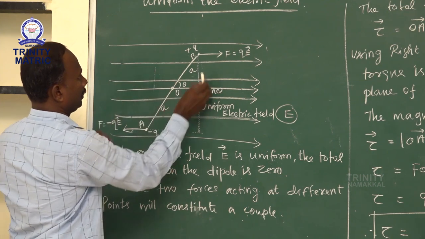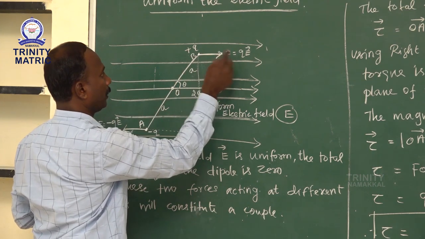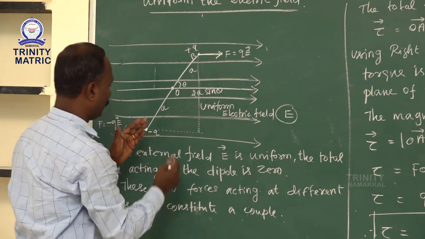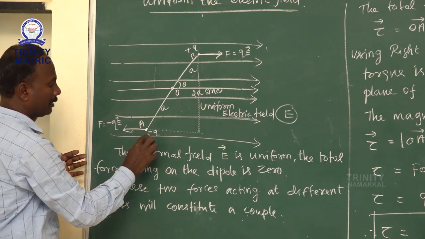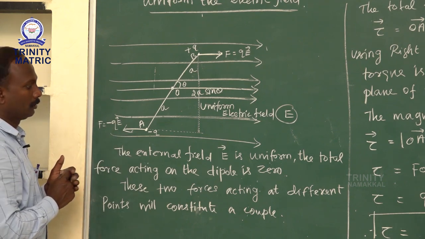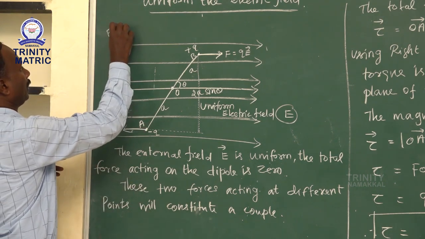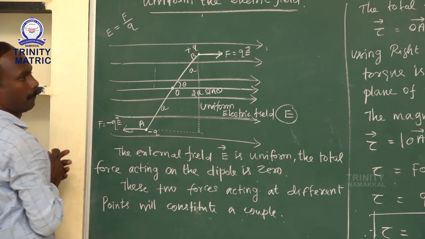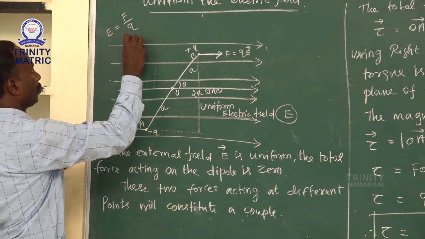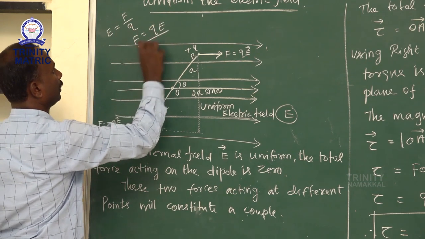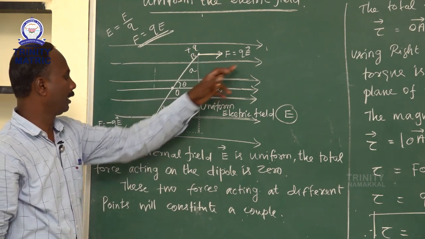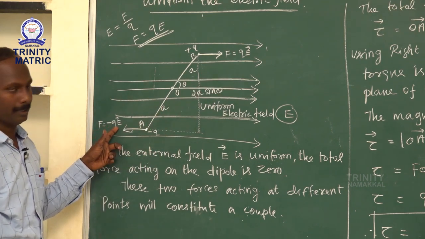The force experienced on the plus Q is F equals QE, and on the opposite side, on the minus Q, the force experienced is minus QE. Because the formula of electric field E is equal to F by Q, that is, the force experienced by the unit charge. From this equation, F equals QE is the force experienced on the dipole: QE for the plus charge and minus QE for the negative charge.